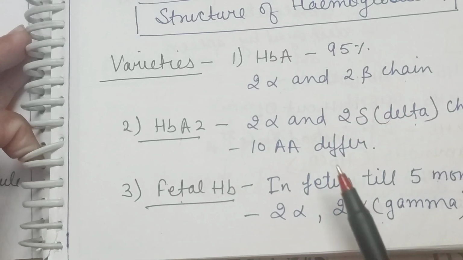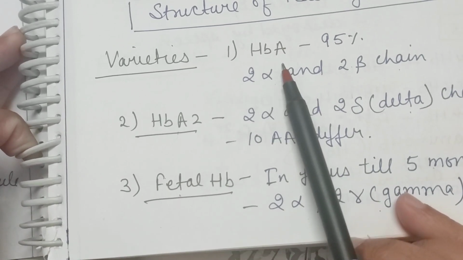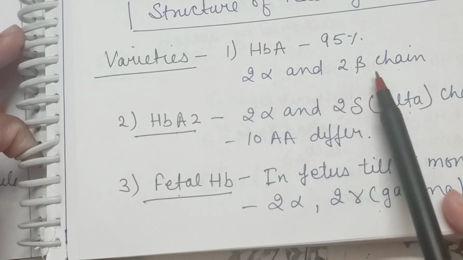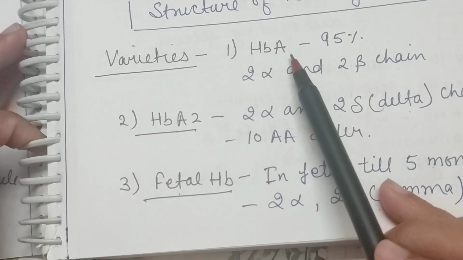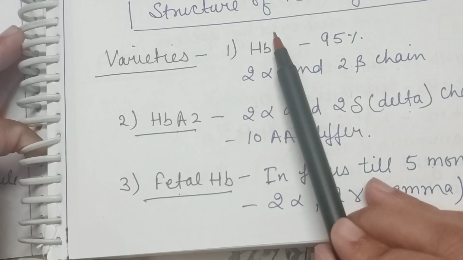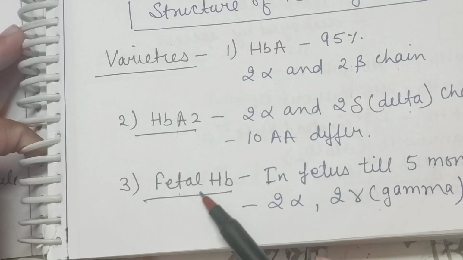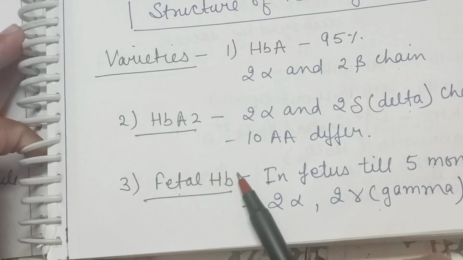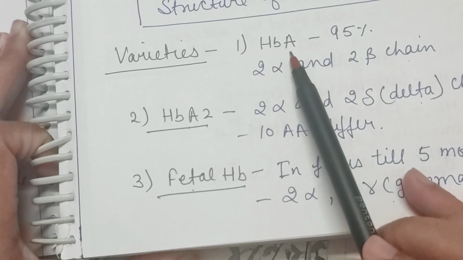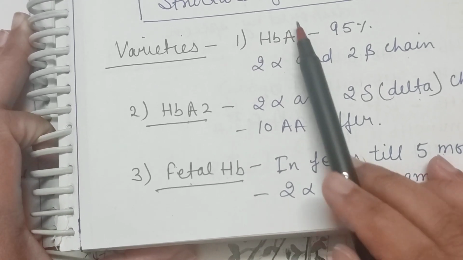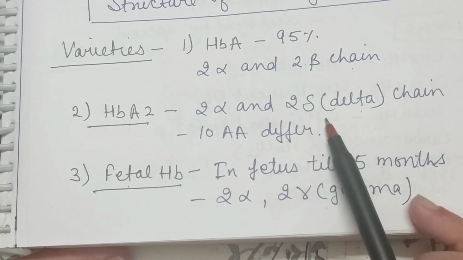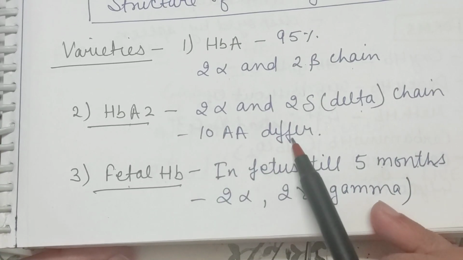Now let us see varieties of hemoglobin. So we have HbA, 95% is HbA, with 2 alpha and 2 beta chains. HbA is the predominant type of hemoglobin present in adults. If after birth HbA is not formed, HbF will persist, causing thalassemia. We'll do it in later videos. So HbA is basically the adult hemoglobin which we have. HbA2 is when the beta chain is replaced by the delta chain; there are 10 amino acids which are different.